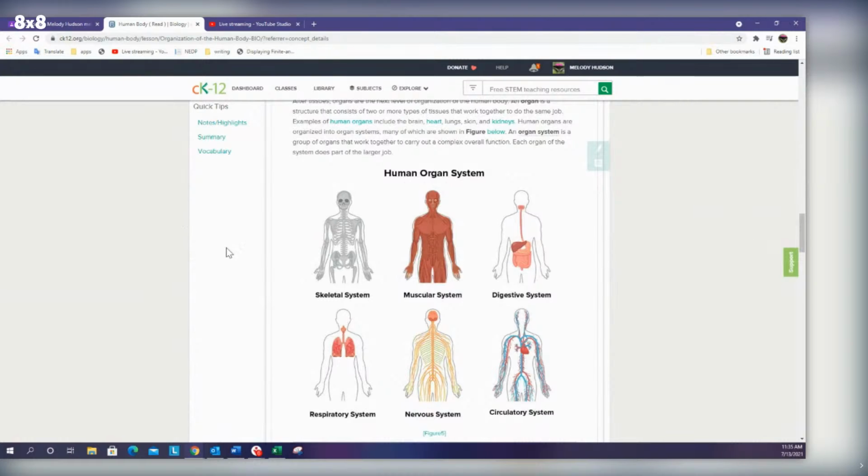As you know, we have the skeletal system, which is our bones. We have the muscular system and the digestive system, which actually starts in the mouth and goes to the large intestine. We have the respiratory system. Then we have the nervous system, our brain and our nerves, and the circulatory system, which includes the heart, the veins, the arteries, capillaries, all of that.